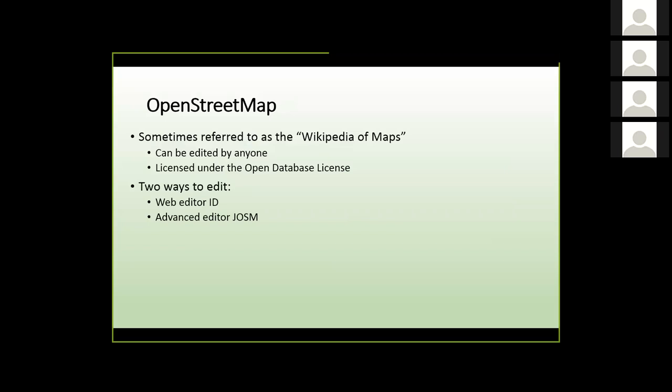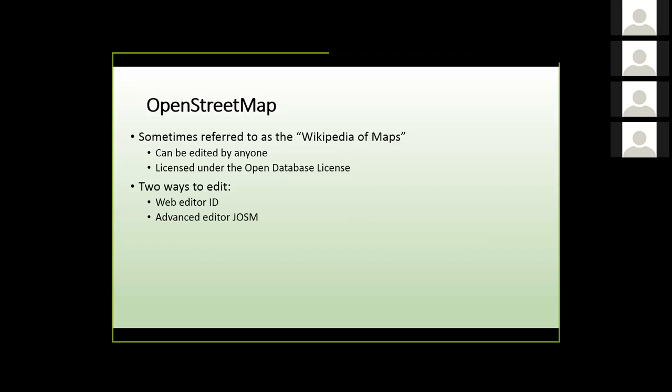You may have heard it referred to as the Wikipedia of maps. It can be edited by anyone. It's licensed under an open license. It's designed to be a community mapping production that anyone can go in, create an account, and then start adding the unique geographical information that you may have. If you are really familiar with certain places, you may be most effective at adding that content to the map.